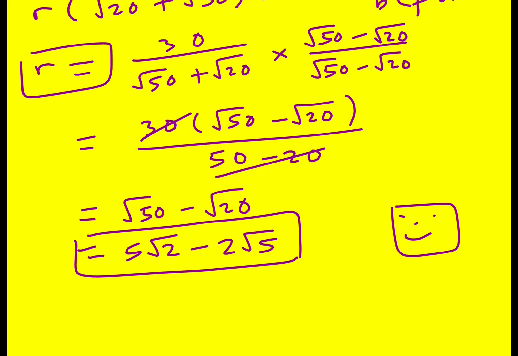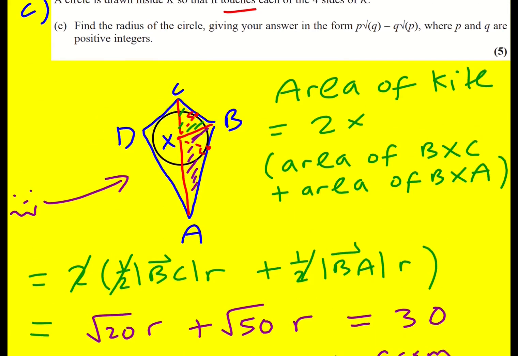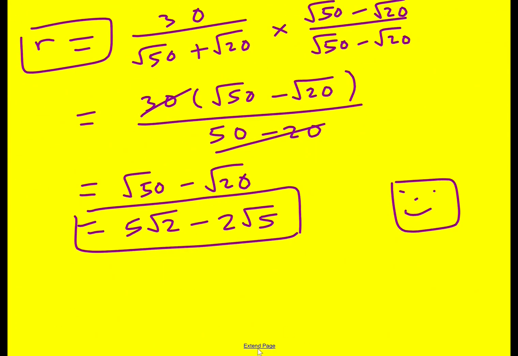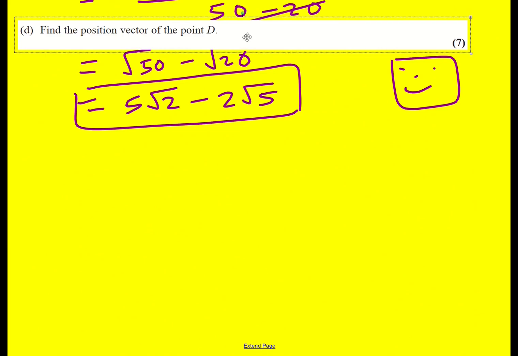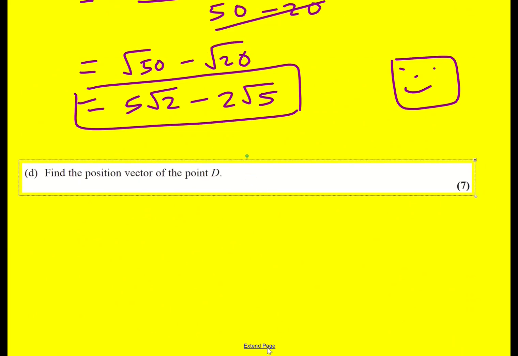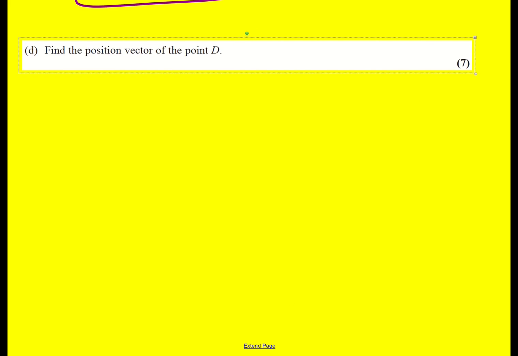One more part of this question to go, and there's definitely a big difference between understanding someone go through this question and being able to do it just by looking at it in the time required. So well done if you've made any sort of attempt at this, especially C and now D. Find the position vector at the point D.